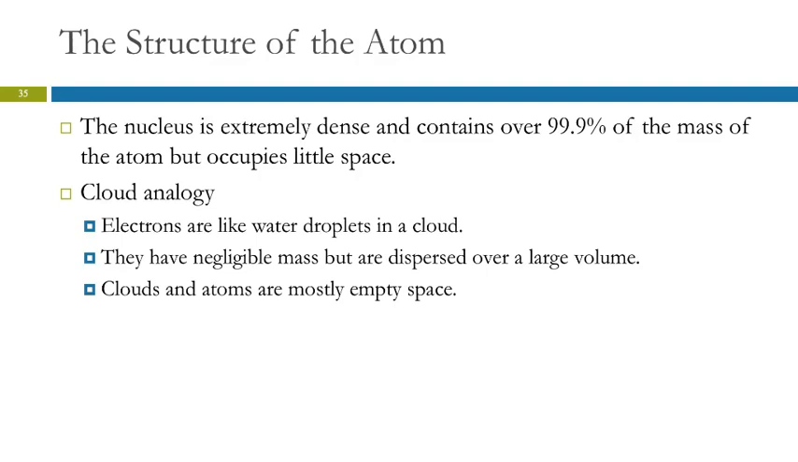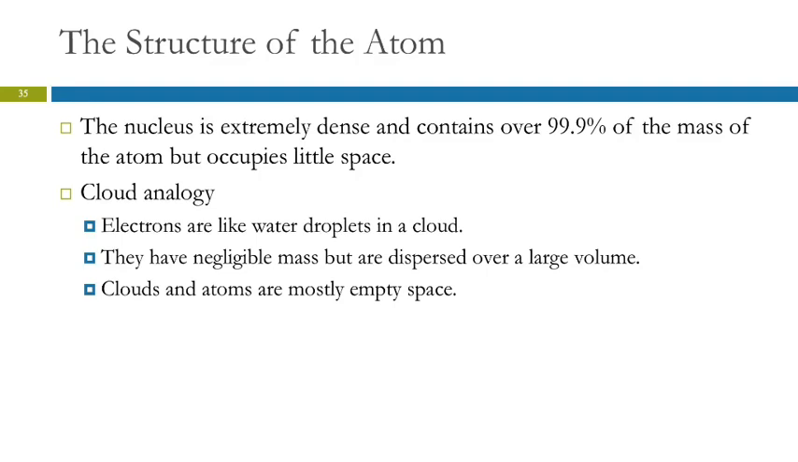So the structure of the atom. We've got the nucleus. It's extremely dense. It's very small. It occupies very little space in the atom, but it has more than 99.9% of the mass. If you were able to take just nuclei and get enough of that together to make a dot the size of a period in your book, it would weigh millions of tons if you just had nuclei. Of course, you can't do that.